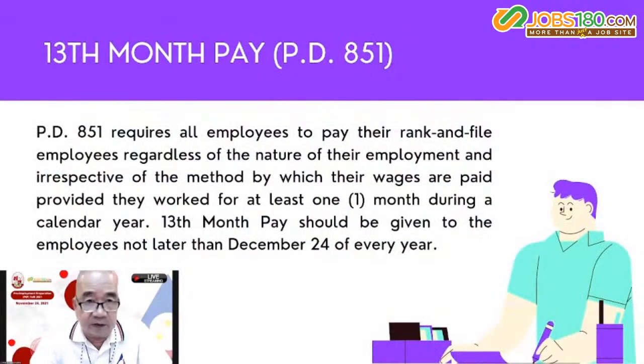Okay? So the 13th-month pay is under Presidential Decree 851. All employees should be paid, provided they were able to work at least 1 month during a calendar year. The last day of payment is not later than December 24. The simple computation of the 13th-month pay is your basic salary received, regardless of overtime and holiday pay, times the number of days divided by 12. That will be your prorated 13th-month pay.